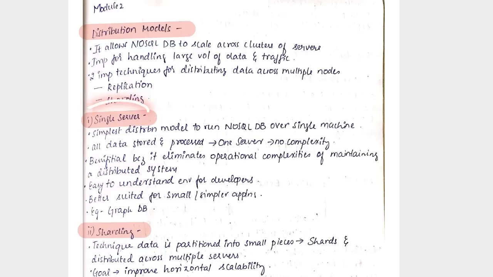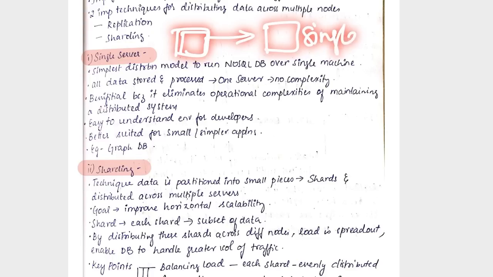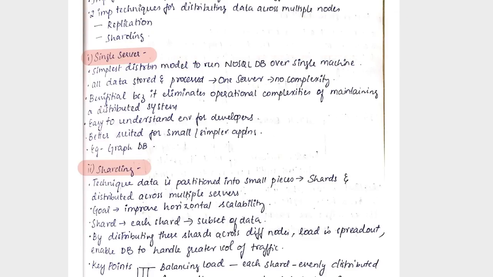So the first among this is single server. Single server is the simplest distribution model which is present in NoSQL database. So the entire data you're distributing it to a single machine. Here the distribution model is made to run a NoSQL database on a single machine. In this setup, all data is stored and processed over one server. So when you're storing everything over one server, there is no complexity, right? I don't have to manage multiple nodes because everything is concentrated on just one node. So it is beneficial because it eliminates the operational complexities of maintaining a distributed system.